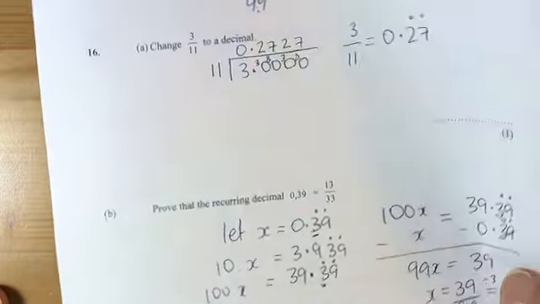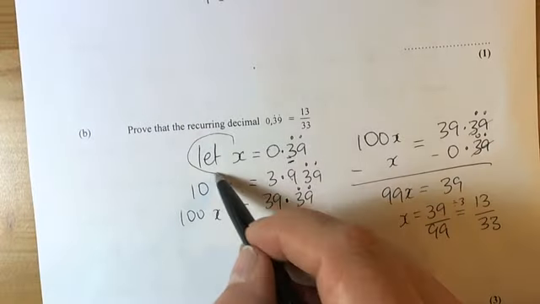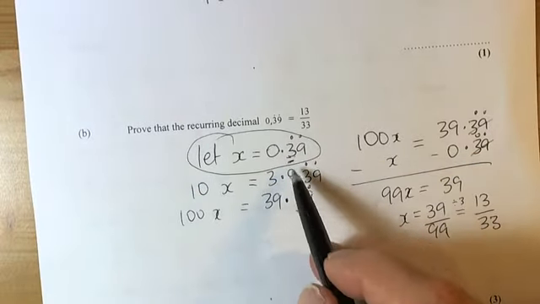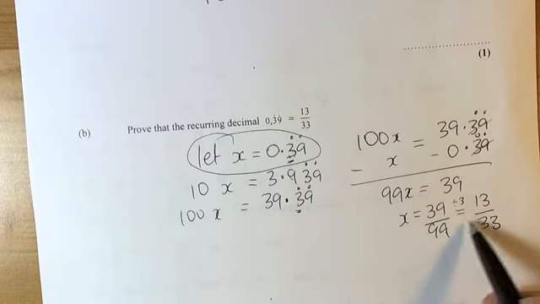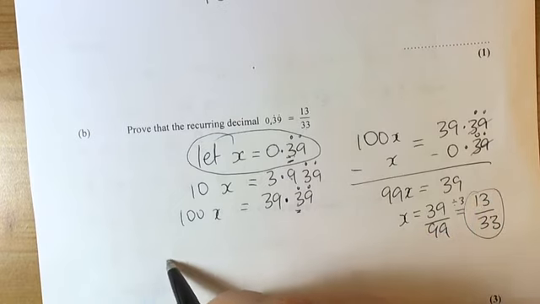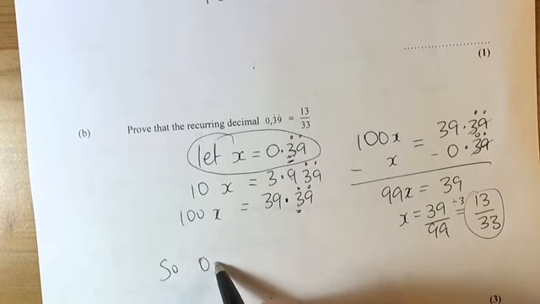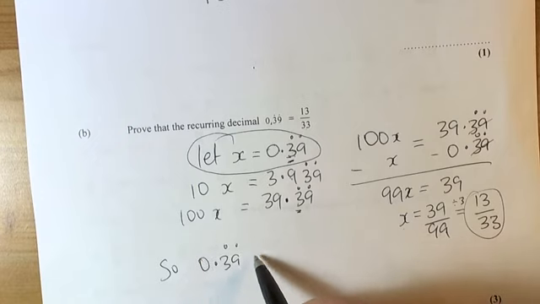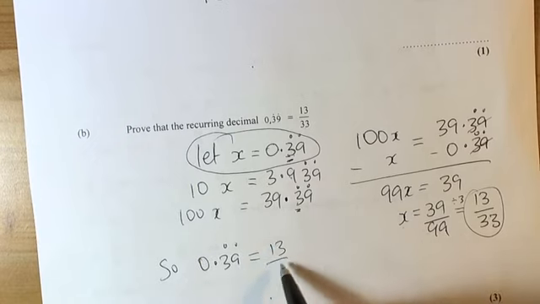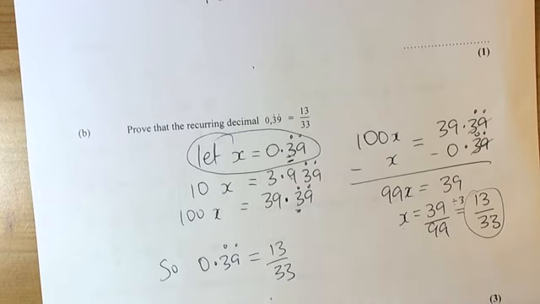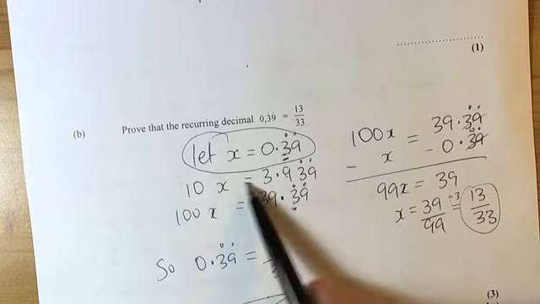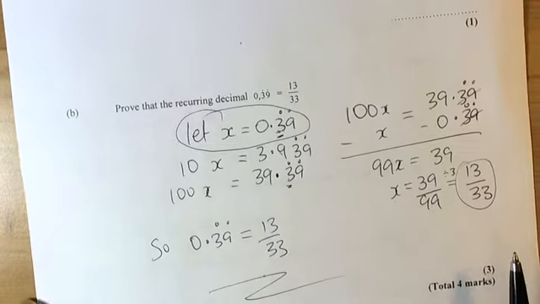So what we've done is we've shown that by letting x equal the recurring part, x is this fraction. So we finish off by saying, so 0.39 recurring is equal to 13/33. That's the way the proof works.